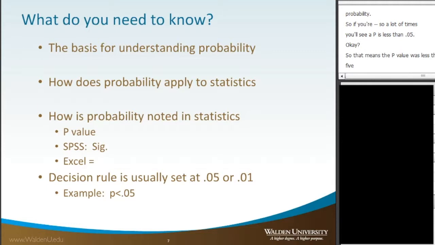It's the decision rule. And for most of us in research, we're setting our decision rule at either 0.05 or 0.01. So an example, p less than 0.05. That means if the probability is less than 5%, we're going to reject the null hypothesis.